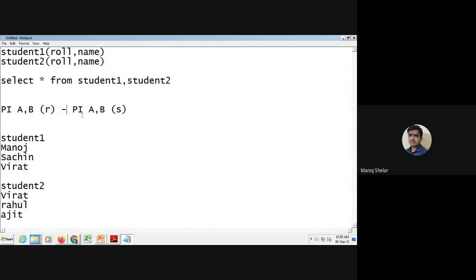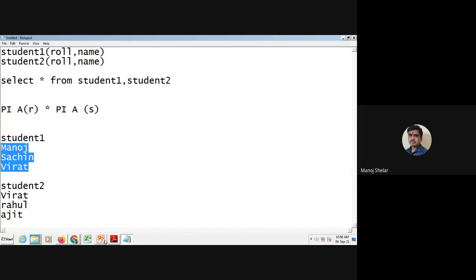But in the case of relational algebra, this query is pi of A of R, pi of A of some attributes. This is a Cartesian product, which uses the cross sign, not multiplication. This is the relational algebra query. So the total number of records, 3 into 3, is 9 in the result.